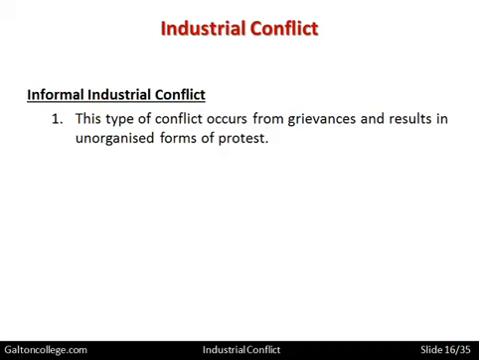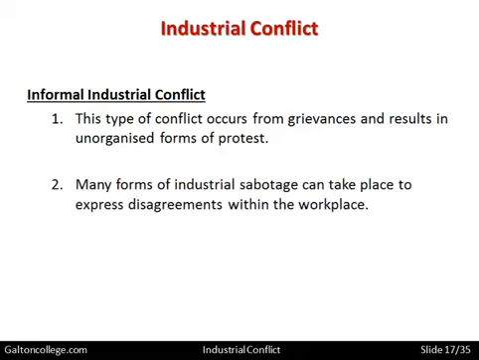So generally speaking, conflict of this sort arises from grievances and results in unorganized forms of protest, usually small-scale protests, perhaps working to rule, working according to exactly what the job requires, nothing more. It could be perhaps absenteeism, as we'll see later in the slide. It can lead to various forms of unorganized protest.